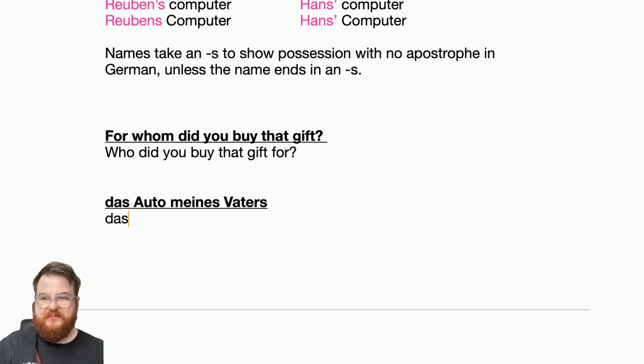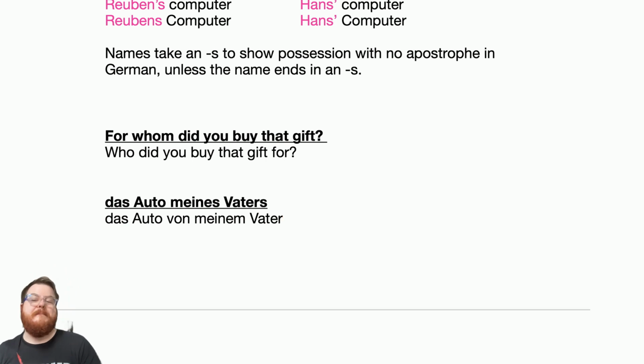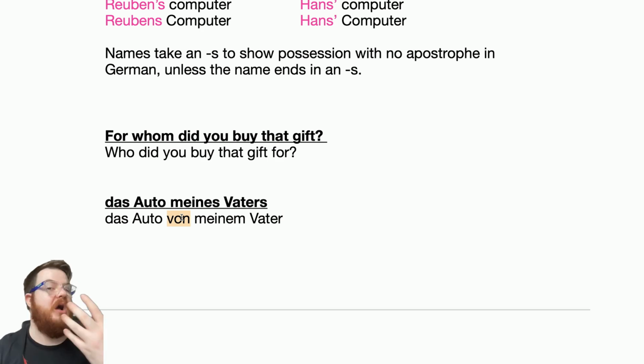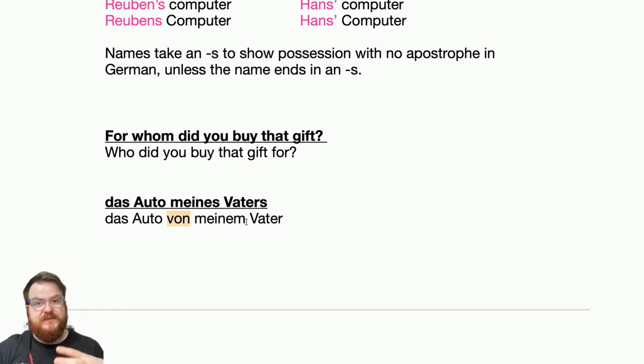Turn the bolding off. Das Auto von meinem Vater. Von meinem Vater. Of or from my father. The car of my father, the car from my father. And this little preposition "from" allows German speakers to completely avoid using the genitive altogether when speaking.